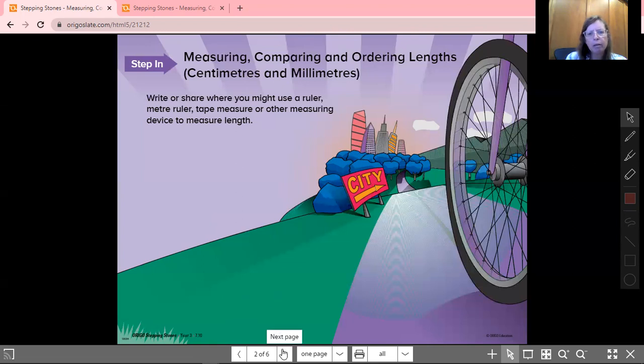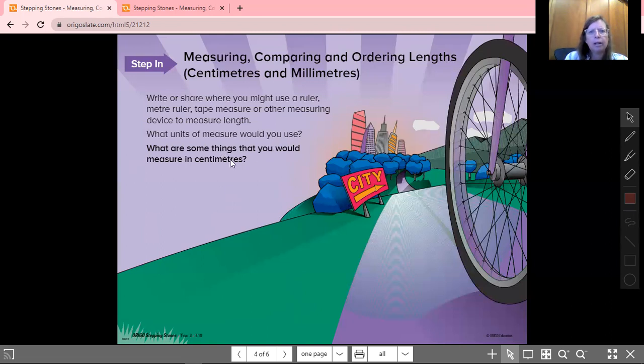Okay, let's have a look at the things that we need to measure today. What units of measurement would you use to measure something in centimetres? Normally I would be getting people to give me suggestions, but it might be the page of a book, it might be a computer screen, it might be the size of your desk. So something generally between 10 centimetres and a metre, you would probably measure in centimetres.